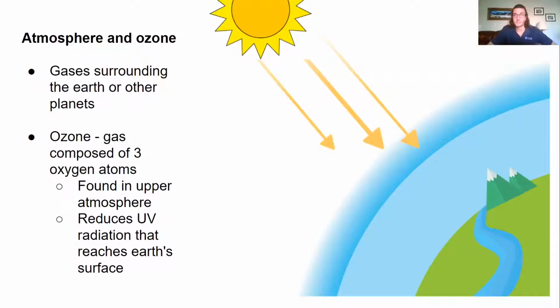And what it does is it absorbs some of that solar radiation, or just like the clouds, it can reflect some back. And so that's really nice. And we're going to talk about UV. That's one of the more harmful types of radiation.